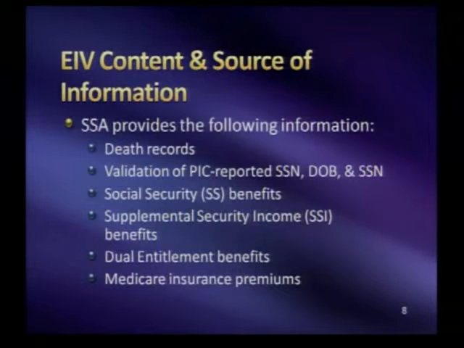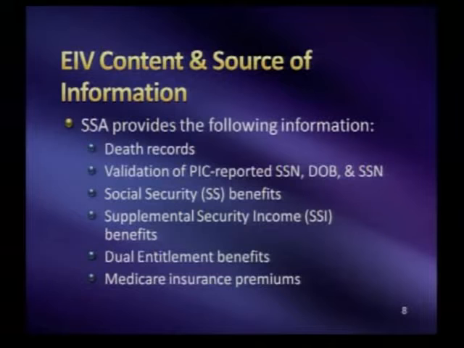The Social Security Administration provides HUD with the following information: death records, validation of PIC reported Social Security numbers, date of birth, as well as the names. SSA also provides HUD with Social Security income information known as SS, as well as supplemental security income, also known as SSI benefits. And a lot of PHAs seem to not see dual entitlement benefit information.